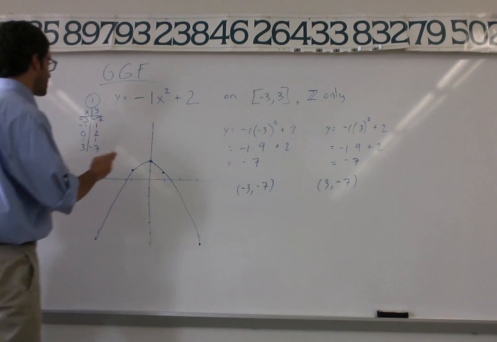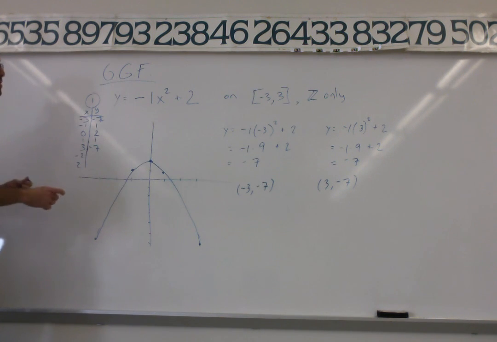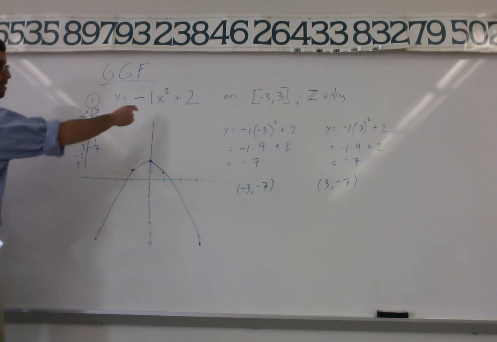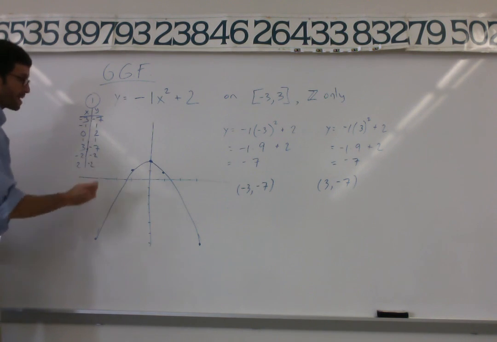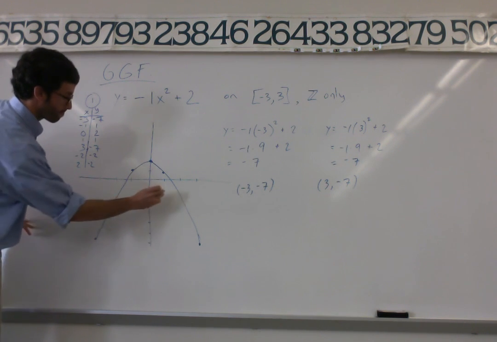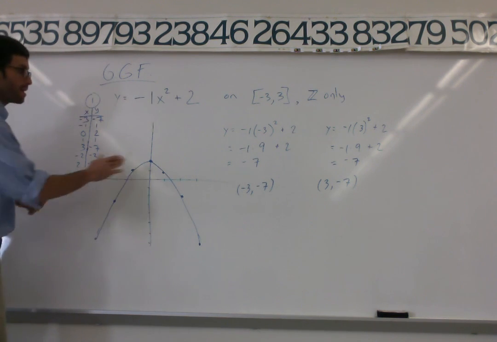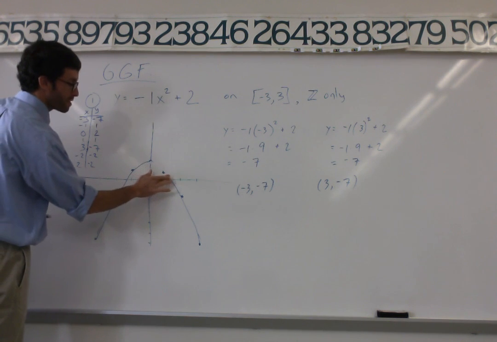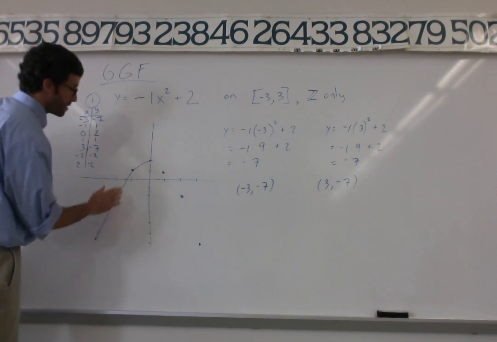We'd have to also consider the other 2 values, which we haven't found yet, negative 2 and positive 2, which would give us 4 times negative 1 is negative 4, plus 2 is negative 2. Both would be negative 2. So that's pretty accurate, actually. But our graph then would not be continuous. It would just be a series of dots. Just those 7 dots.